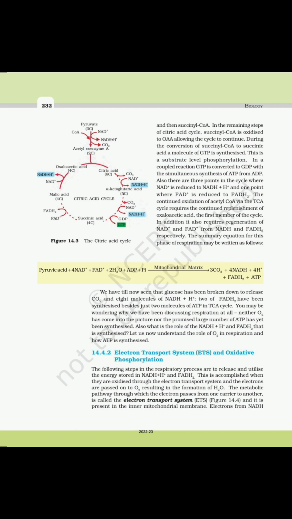14.4.2 Electron transport system and oxidative phosphorylation. The following steps in the respiratory process are to release and utilize the energy stored in NADH + H+ and FADH2.